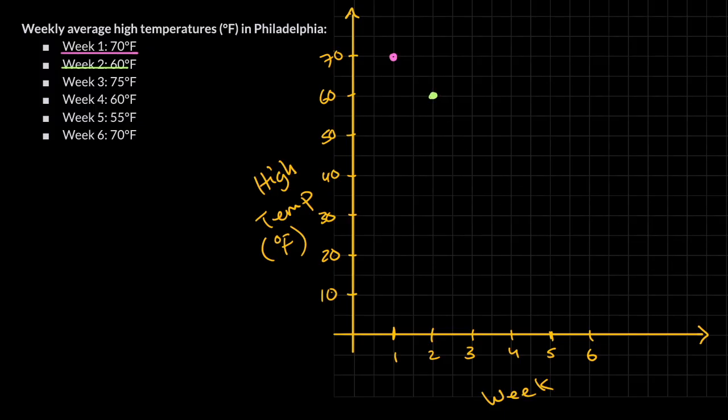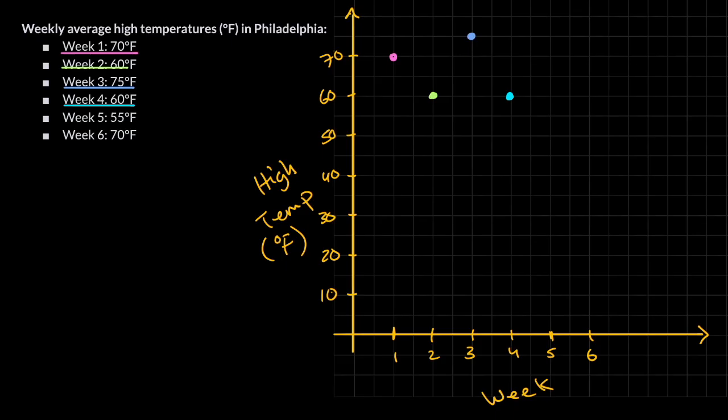Week 3 is 75 degrees. Oh, that was actually the high, but luckily I can actually still fit 75 here. I didn't see that when I first just scanned the data. That's an important thing to do. Week 3 is 75 degrees, so I go a little higher. Luckily, I can still fit that on my coordinate grid. Week 3 is 75. And then we can go to week 4 is 60 degrees. Week 4 is 60 degrees.